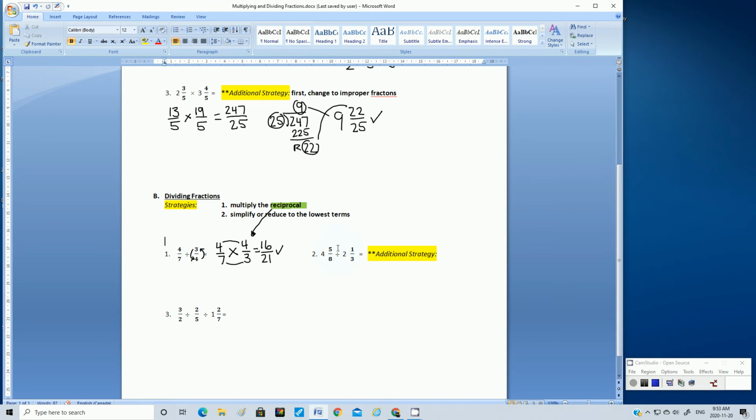Let's have a look at question 2. You see there's something different about question 2. Therefore, there is an additional strategy. So let's change to improper fractions. All right, let me move this over here. Change to improper fractions. Now, we've had experience with this from yesterday's video. Okay, so let's have a look at this question.